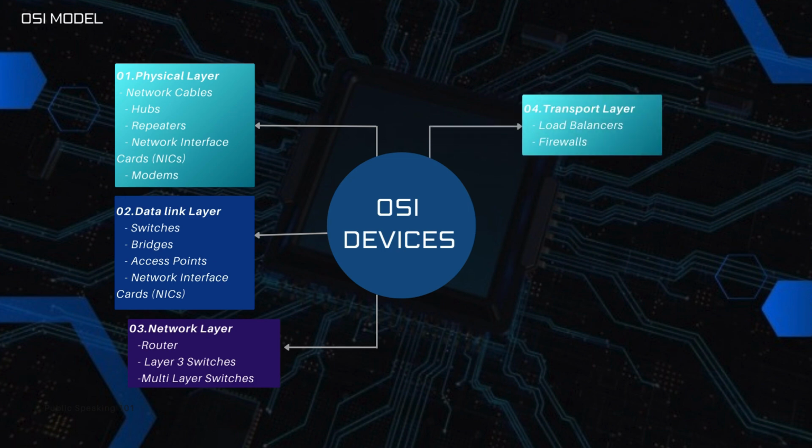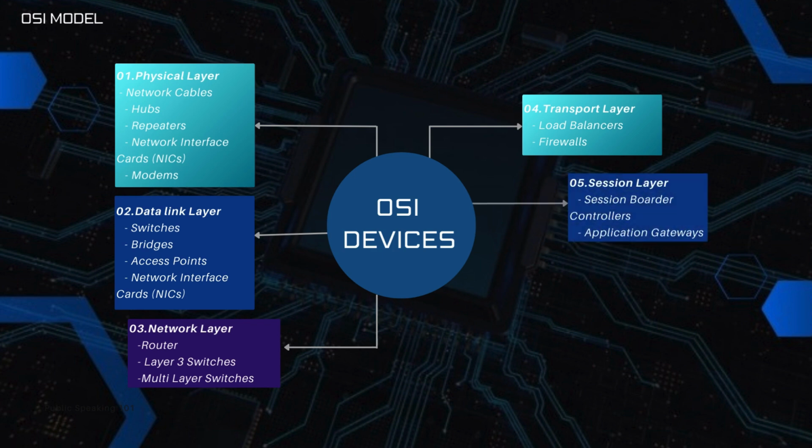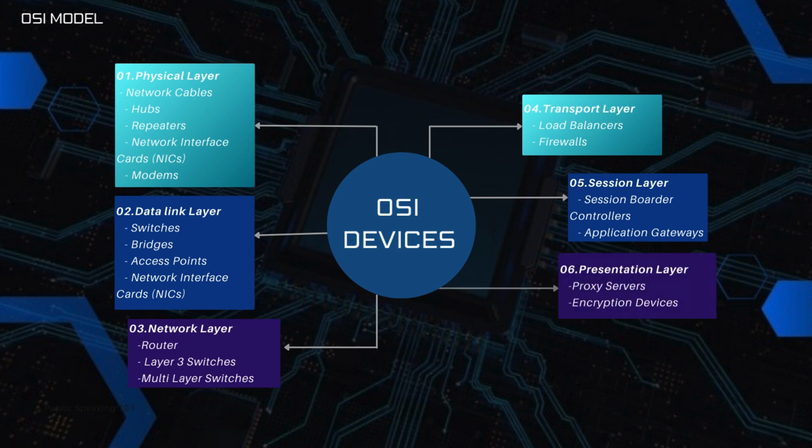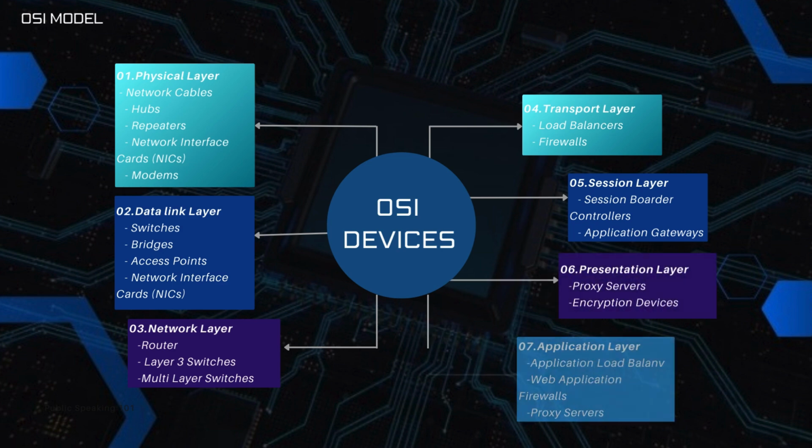Layer 4 Transport Layer: firewalls, load balancers. Layer 5 Session Layer: session border controllers, application gateways. Layer 6 Presentation Layer: proxy servers, encryption devices. Layer 7 Application Layer: application load balancers, web application firewalls.